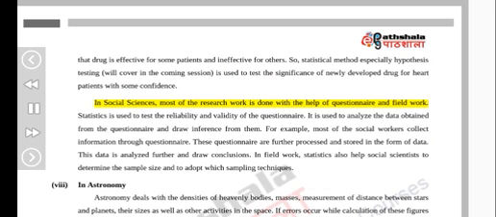In social sciences, most of the research work is done with the help of questionnaire and field work. Statistics is used to test the reliability and validity of the questionnaire. It is used to analyze the data obtained from the questionnaire and draw inference from them. For example, most of the social workers collect information through questionnaire. These questionnaires are further processed and stored in the form of data. This data is analyzed further and conclusions are drawn. In field work, statistics also help social scientists to determine the sample size and to adopt which sampling techniques.